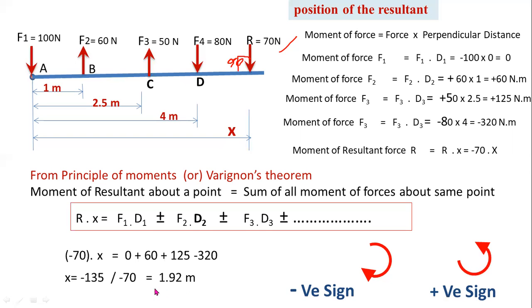So from the answer x equal to 1.92 meters, you can observe the position of resultant lies between the point B and C. Not here, because the distance x is 1.92. So the resultant force acting between point B and C. This is the position of the resultant, and the distance is x. This is the x distance. The resultant force lies between B and C because the distance x is 1.92.